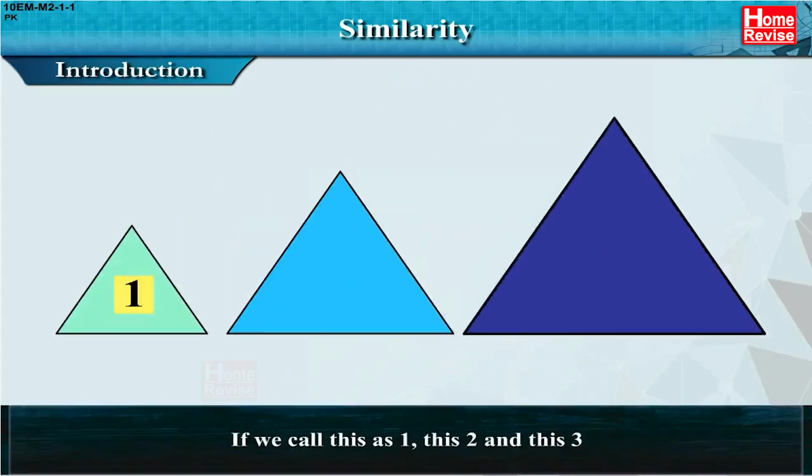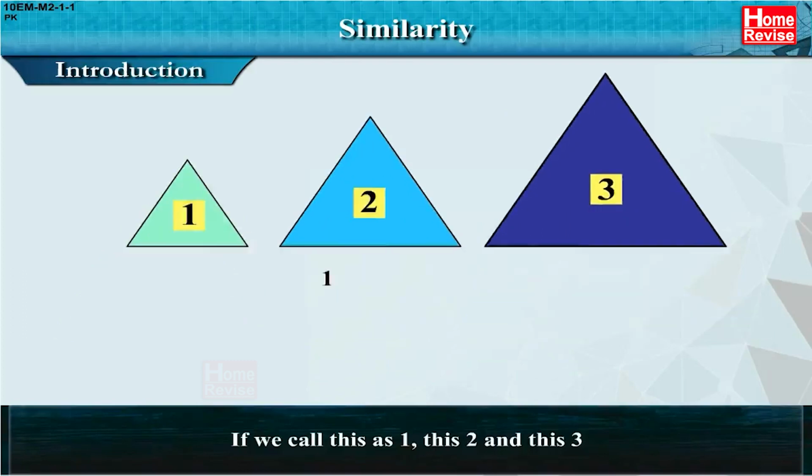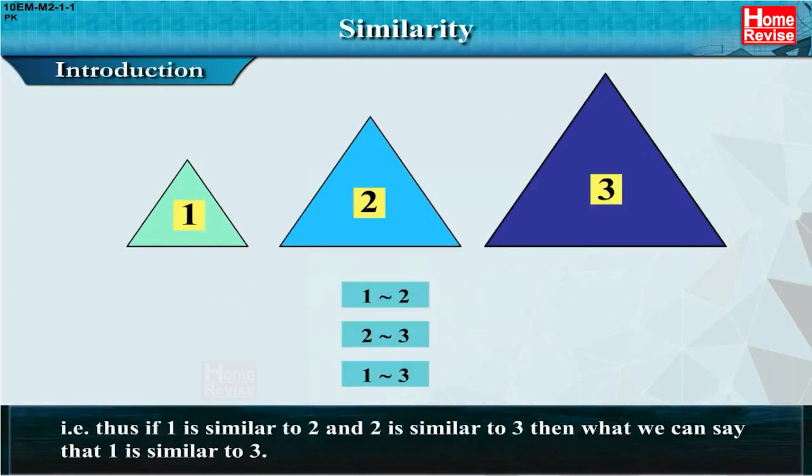If we call this 1, this 2 and this 3, then 1 is similar to 2, 2 is similar to 3, and also 1 is similar to 3. That is, if 1 is similar to 2 and 2 is similar to 3, then we can say that 1 is similar to 3.